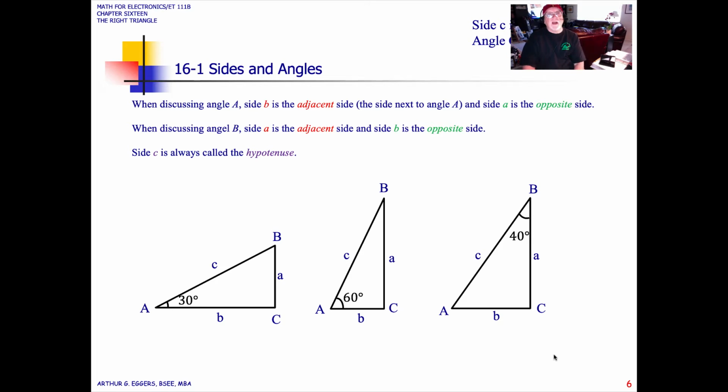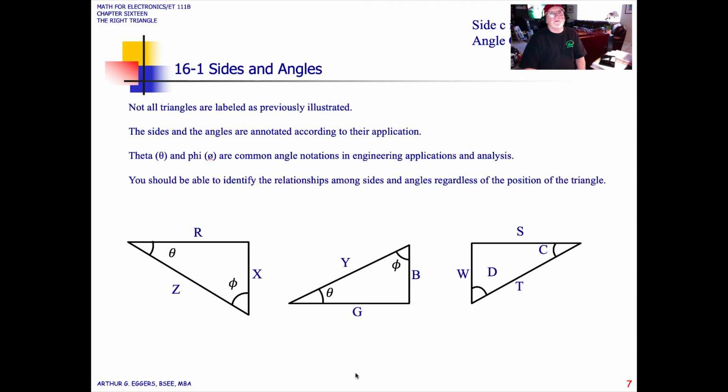When discussing angle A, side B is the adjacent side, the side next to angle A, and side A is the opposite side. When discussing angle B, side A is the adjacent side, and side B is the side opposite. C is always the hypotenuse. So you always have to be careful when you're looking at the angles and the sides. In this case, side B is opposite angle B. Side A is opposite angle A. Okay, so you'll get used to that as you start doing the problems.